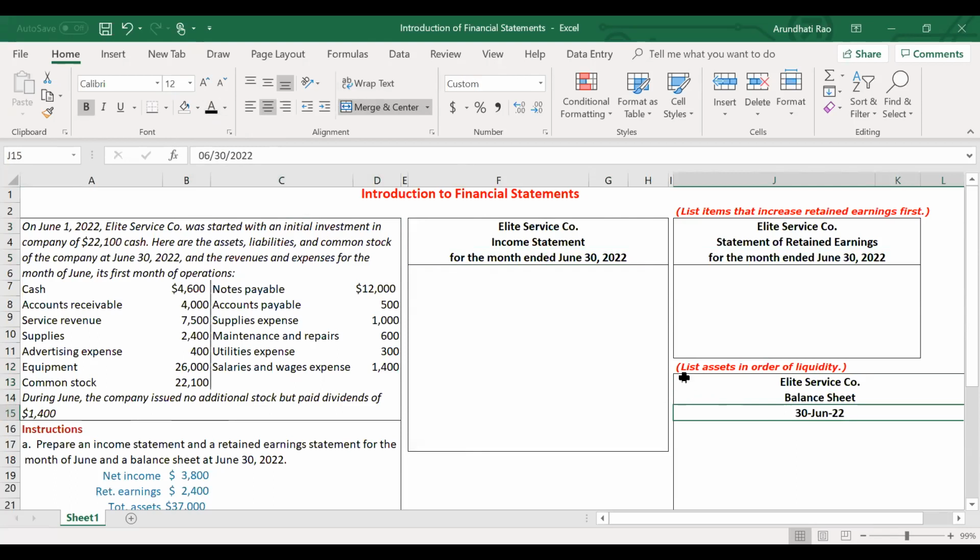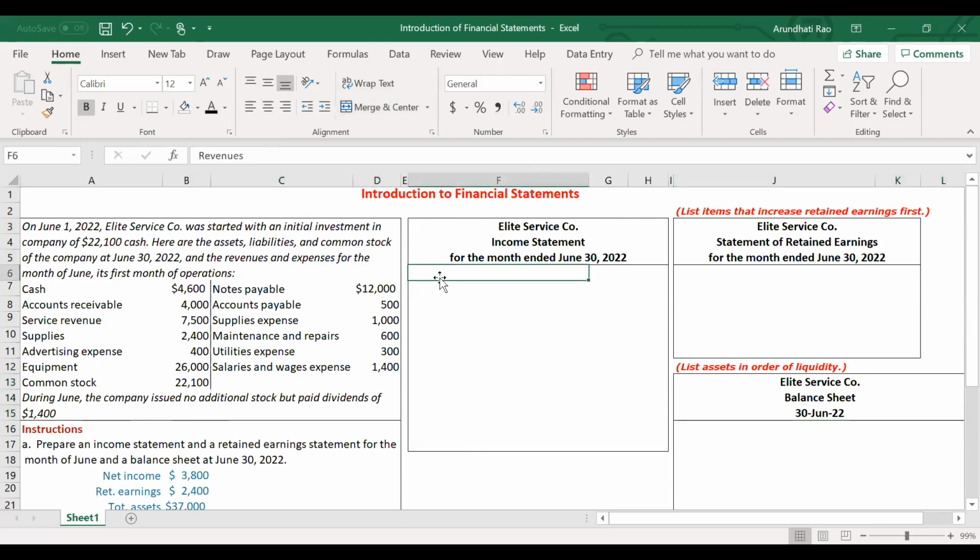So now with that, I have the three statements identified. Statement of retained earnings, they tell you put items that increase retained earnings first and then the ones that decrease. I'll go over that in a minute. And assets have to be listed in the order of liquidity. I'll also go over that piece of information, what it means and how we do that. So now let's identify what goes into each of these statements.